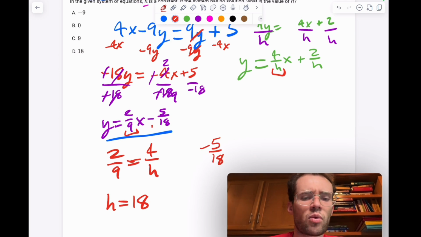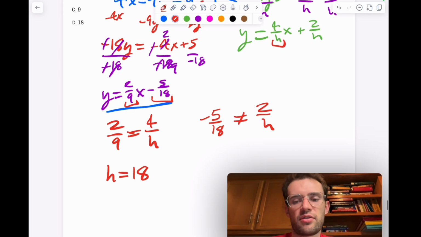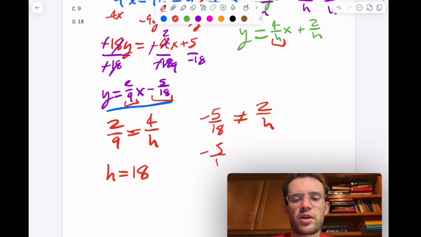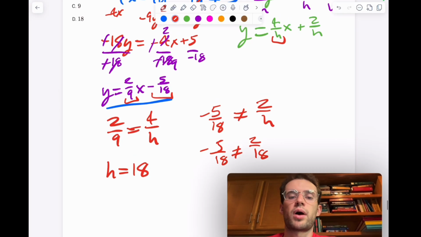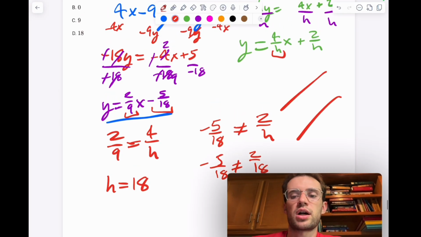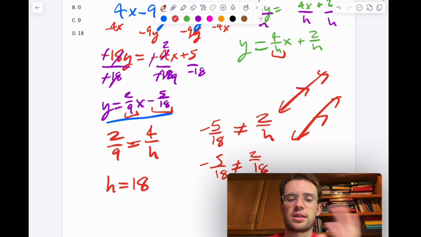And that also means that the y-intercept of this first equation, so negative 5 over 18, has to be not equal to the y-intercept of the other one. So not equal to 2 over h. If h is 18, negative 5 over 18 is not equal to 2 over 18. Those are the same denominator, but one of them is negative, one's positive, and they're two different numerators, even absolute value. So those are completely different y-intercepts. That means that they will cross the y-axis at different points, even though they have the same slope. So two parallel lines, they're never going to cross.